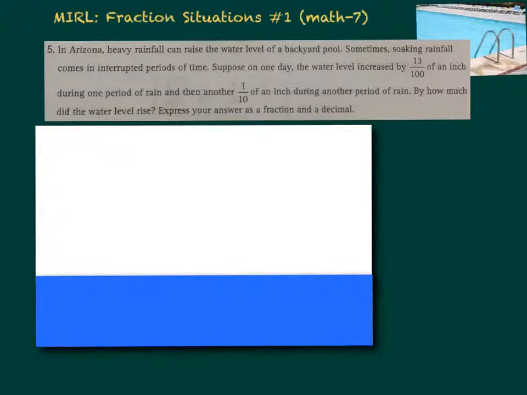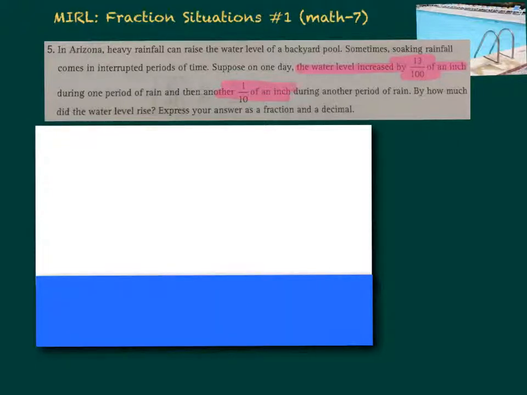Okay, so highlight information that we need. So one day the water level increased by 13/100 of an inch. So this is what we need. And then another day is 1/10 of an inch.